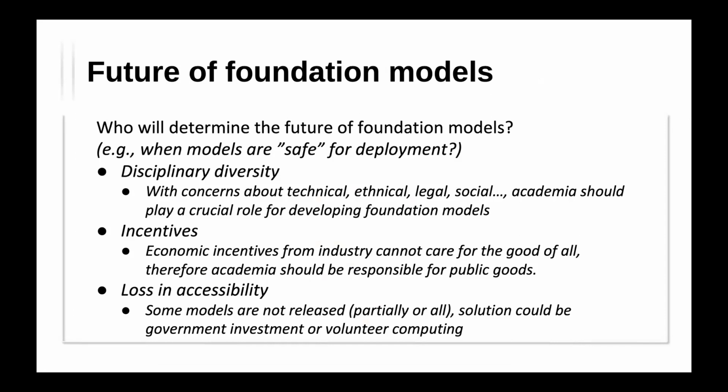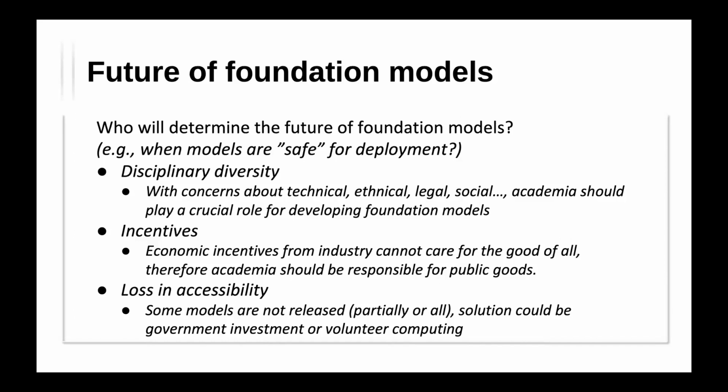And then the future of foundation models. Basically, they ask who would determine the future of foundation models. The first one is discipline diversity, because they think foundation models involve technical, ethical, and legal parts, and when industry thinks about those questions, there could be bias. So basically they think academia should play a crucial role in developing foundation models. That means academia should make it safer when doing those research, instead of putting those questions to industry.